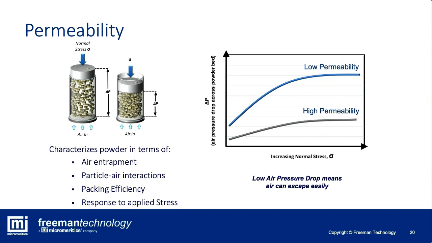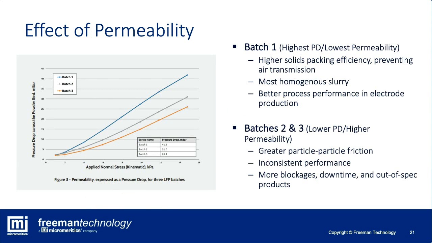So here we have the same 3 samples that we showed earlier, 3 different batches of lithium iron phosphates. And here we performed the permeability test on all 3, and we can better understand the differences between the 3. So we find that once again, batch 1 had the best performance in process, and we can see this in terms of its higher pressure drop or lower permeability.